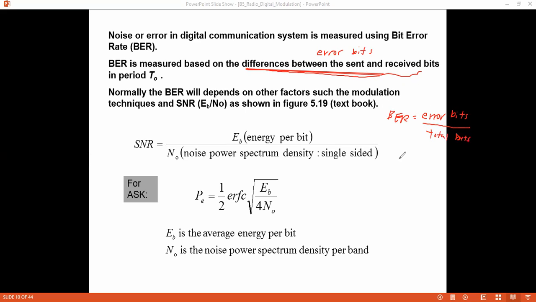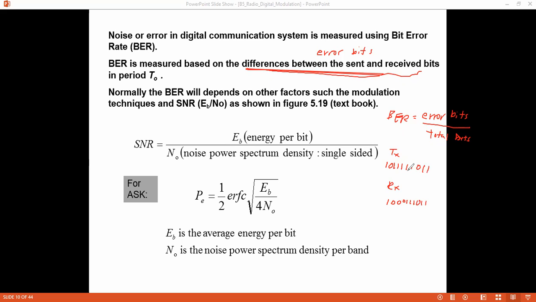Let's say our transmitter sends 10101110, these 10 bits, at the transmitter. At the receiver, it receives 1 0 0 0 1 1. So if we compare, how many errors are there here?